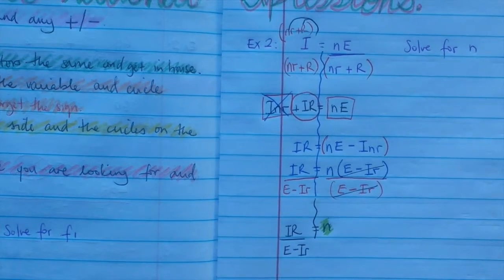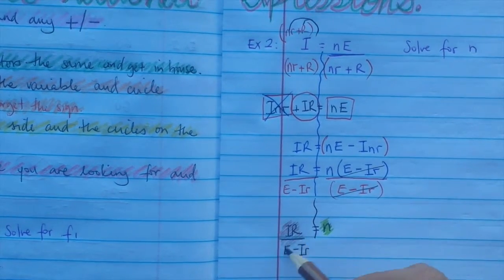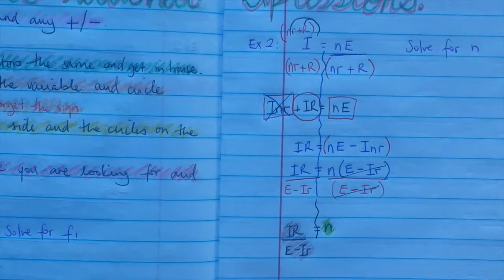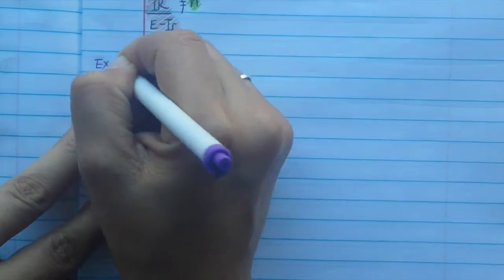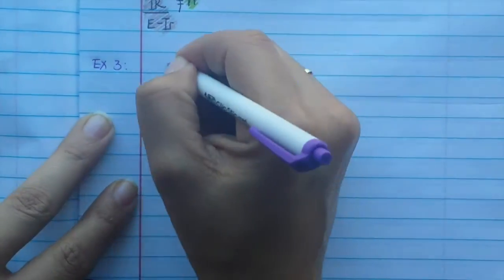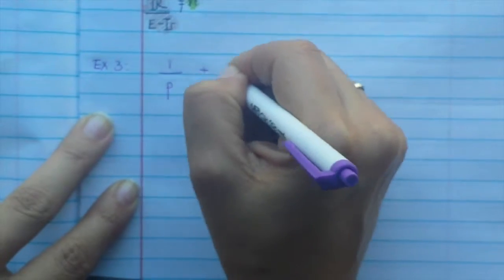Okay, so this is what we're going to be doing over and over and over again. We're going to be looking at one more example. This is a listening check. Go ahead and box that entire answer where it says IR over E minus IR equals N. Put a box over that entire answer.